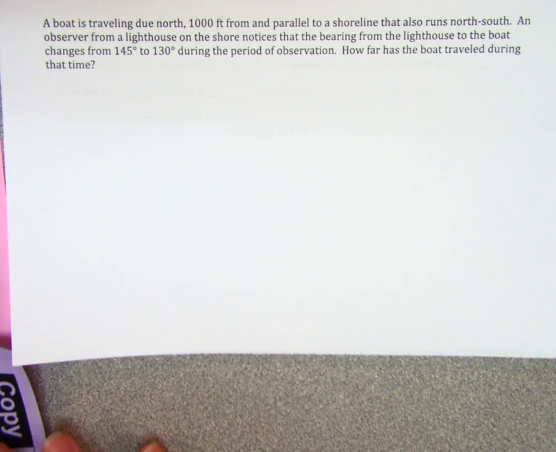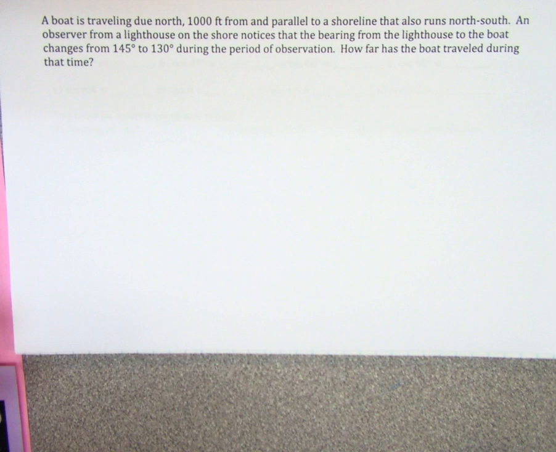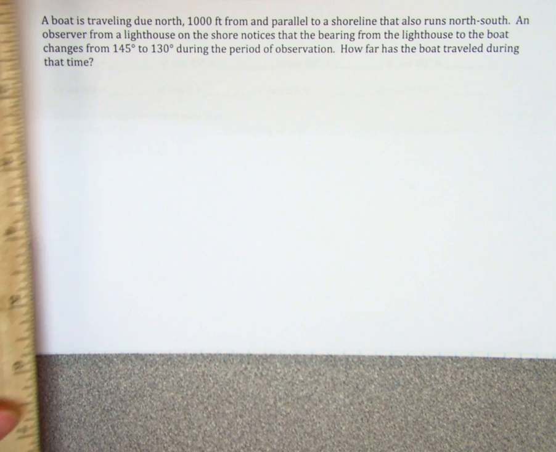Okay, so for those of you who are absent, we have a challenging right triangle trig problem. A boat is traveling due north 1,000 feet from and parallel to a shoreline that also runs north-south. An observer from a lighthouse on the shore notices that the bearing from the lighthouse to the boat changes from 145 degrees to 130 degrees during the period of observation. How far has the boat traveled during that time?